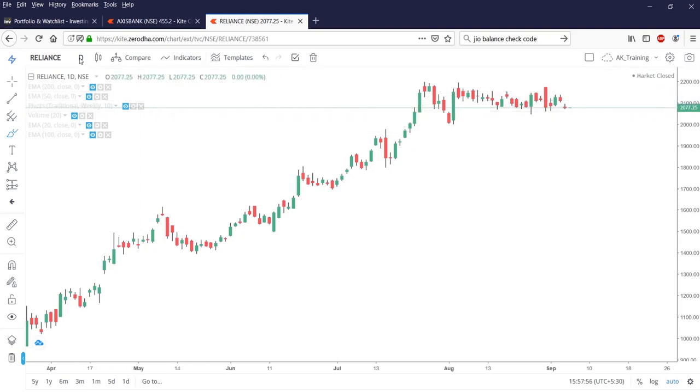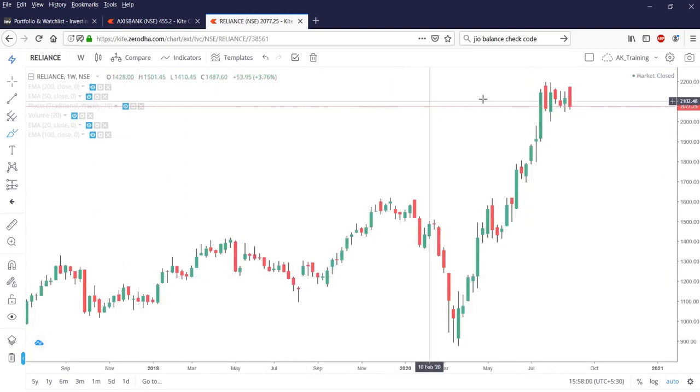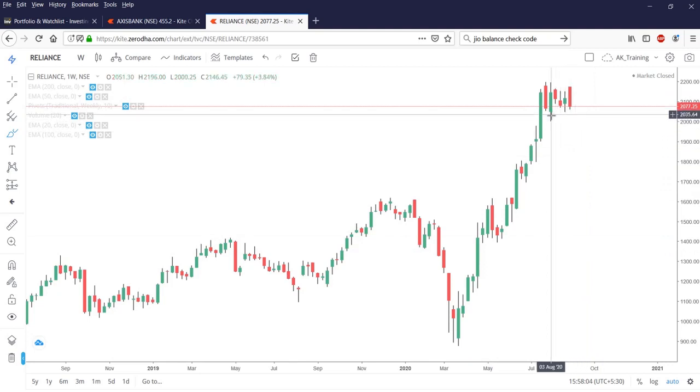Because my time frame is day, now if I move to a weekly time frame, what happens? You see the candlestick changes. Now each candlestick represents a week of data, starting from Monday to Friday. So for example, if you check this candle, this is the Monday to Friday data. Now you check the OHLC data here.